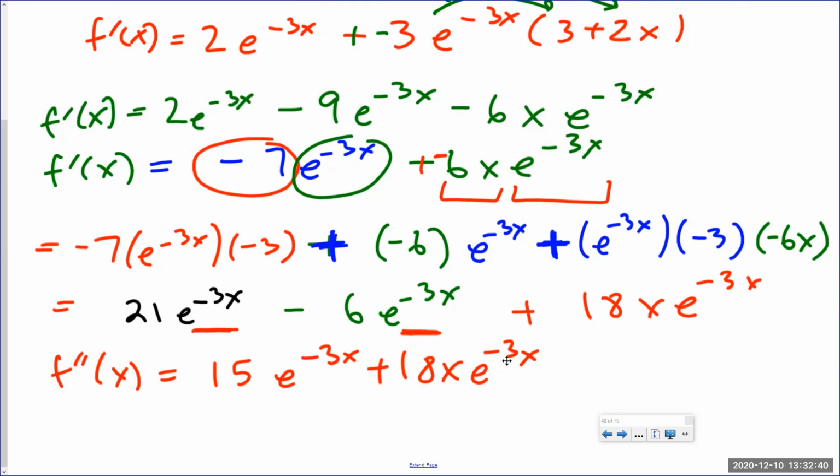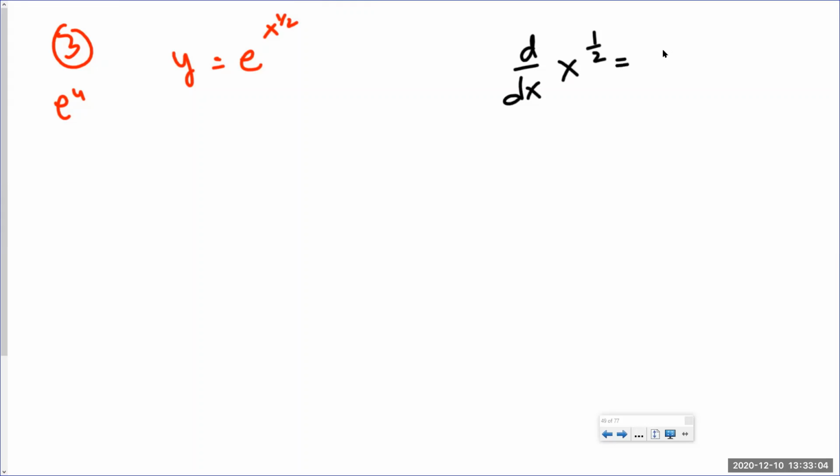Number 3. Okay. And this is the e to the u homework, guys, from last night. So this is y is equal to e to the square root of x. Do you agree that this is x to the 1/2? X to the 1/2. Okay, and let me just go to the side here. What's the derivative of x to the 1/2? This is just power rule, right? Isn't that 1/2 x to the -1/2? Good with that?